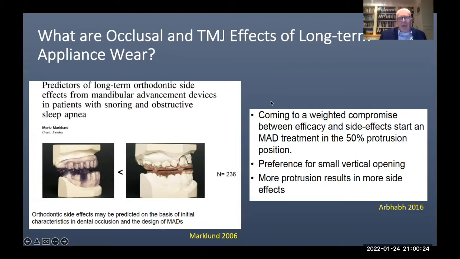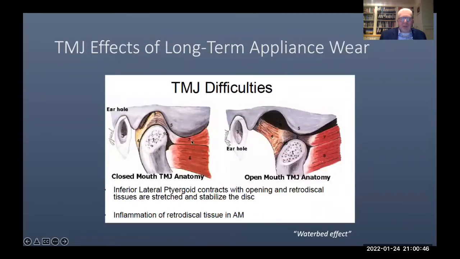But it's a weighted compromise, say, between treatment in the 50% protrusion position. The more you protrude, the more likely you are to have effects. And there is a defined preference for small vertical opening, leading to less occlusal changes. More protrusion results in more side effects. That's a given. TMJ difficulties: if the joint is presenting with anomalies or derangements to begin with, caution is required in terms of deploying this type of therapy.